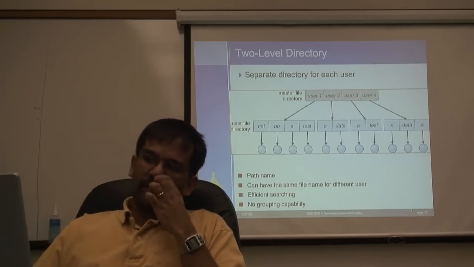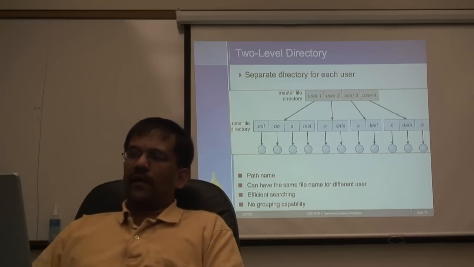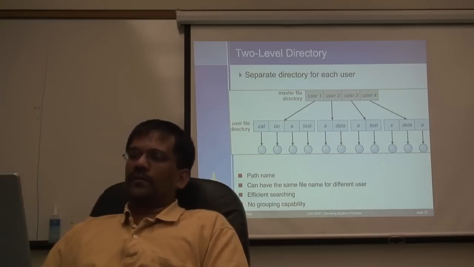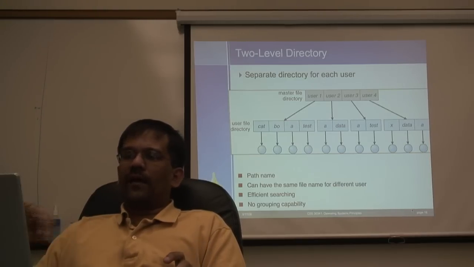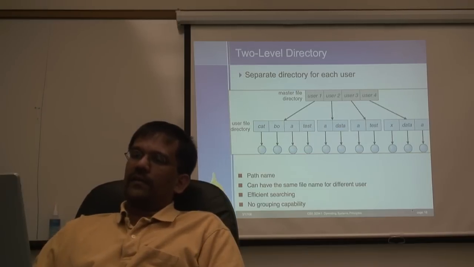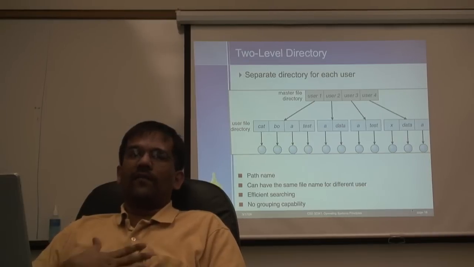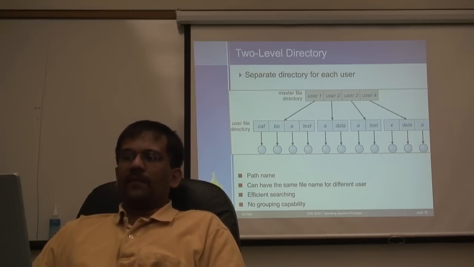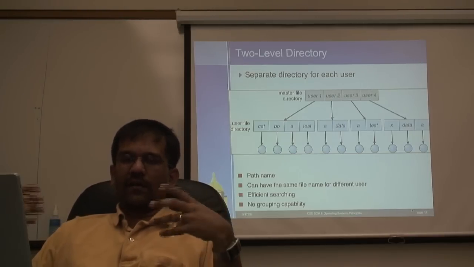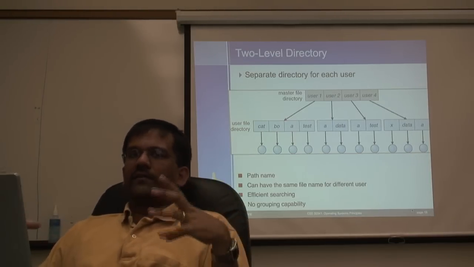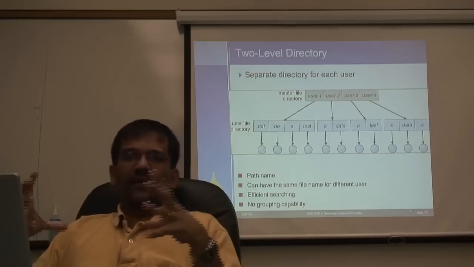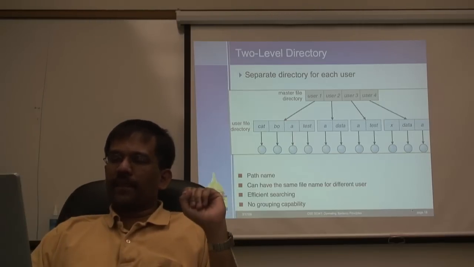A little variation on that is a two-level directory structure, where you have a master level called users or something, and then you have multiple single-level directories. In this example, you see user one, user two, user three, user four, and each one of them has their own space. So now I'm only forced to have unique names within my own files. I don't have to compete with anybody else. But it's still kind of a mess. I can't create a logical grouping. I can't say all files from this homework project should have some kind of grouping. It's all out there.